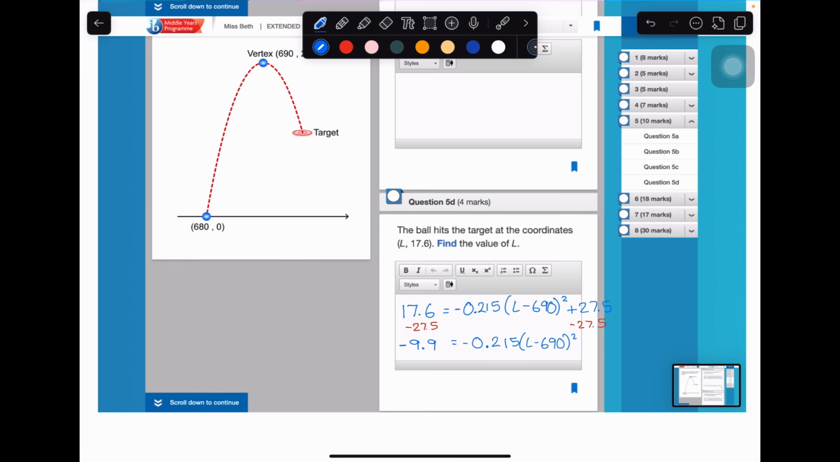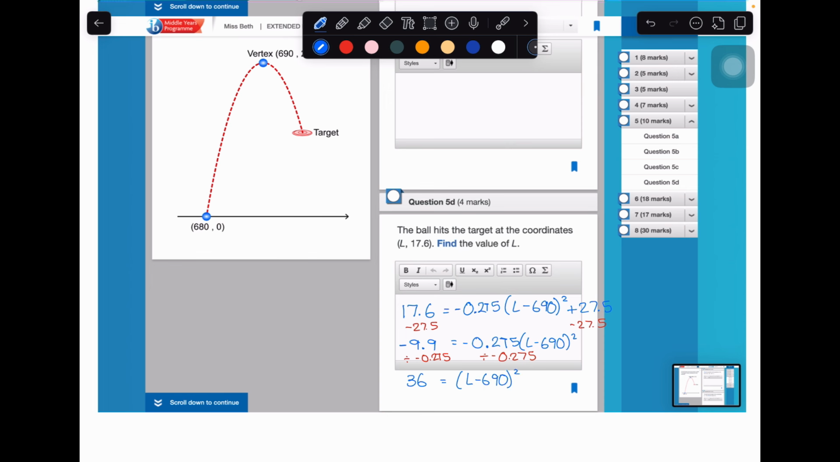Okay, so then you would divide both sides by minus 0.275. Oh, I wrote 215. Why did I write 215? It's 275, isn't that silly? Okay, do the same on the other side. Okay, at this point, we would be getting 36 is equal to L minus 690 all squared.